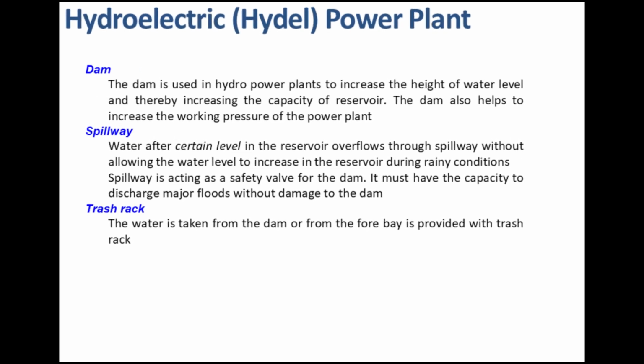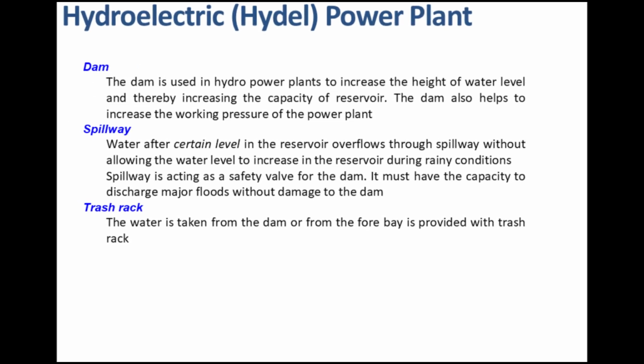Dam. The dam is used in hydropower plants to increase the height of water level and thereby increase the capacity of the reservoir. The dam also helps to increase the working pressure of the power plant. Spillway. Water after a certain level in the reservoir overflows through the spillway, without allowing the water level to increase in the reservoir during rainy conditions. The spillway acts as a safety valve for the dam. It must have the capacity to discharge major floods without damage to the dam.